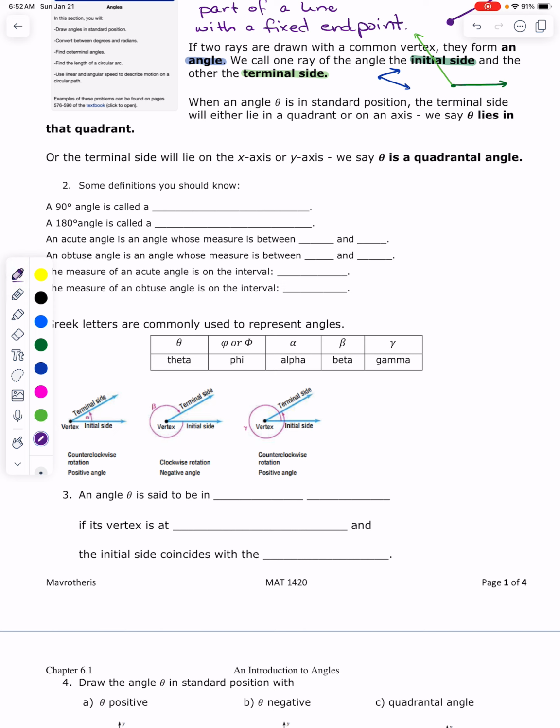We have got some basic definitions here. A 90-degree angle, most people are super comfortable with this term, is called a right angle. If it's a 180-degree angle, it basically makes a straight line. We call it a straight angle. An acute angle has a measure between 0 and 90. Notice that it cannot include 0, it cannot include 90. Obtuse angle then runs from between 90 to 180.